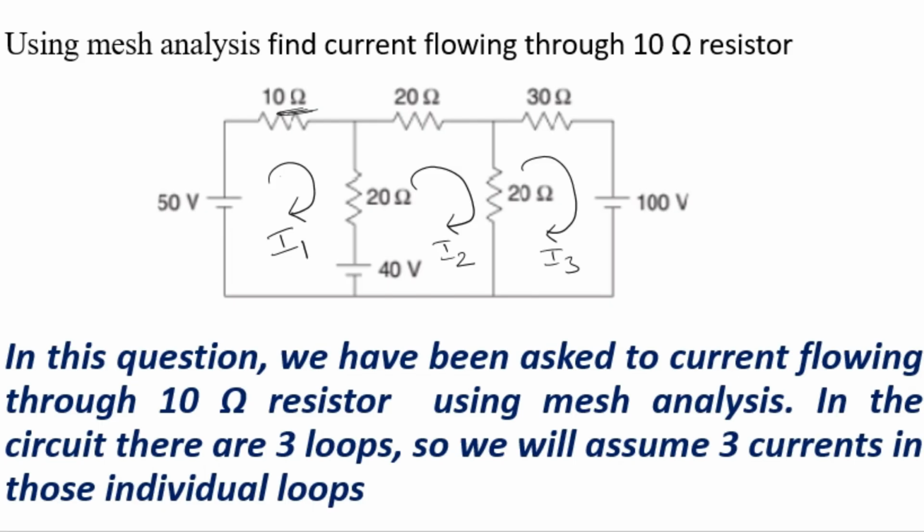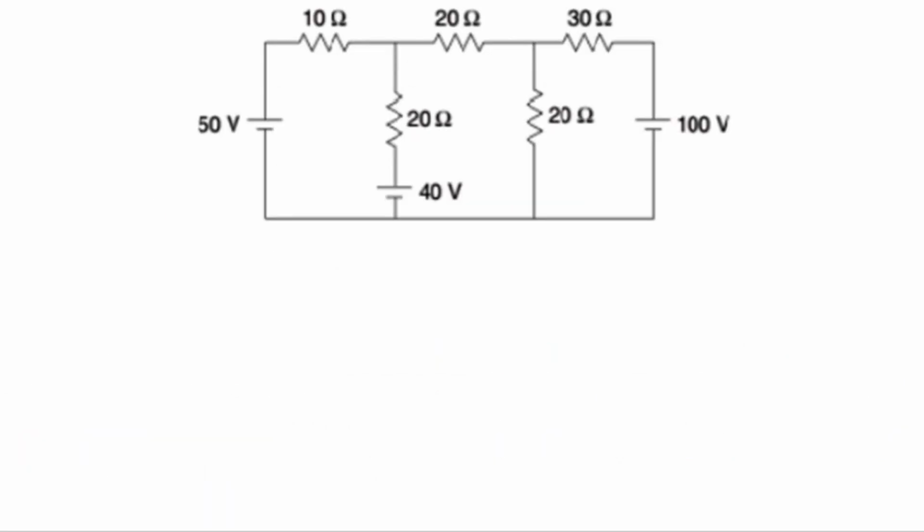Now here 3 individual loops are there, that's why we are assuming 3 individual currents: I1 current in the first loop, I2 current in the second loop, and I3 current in the third loop. Here, while applying KVL for first loop, based on this direction we will place plus and minus inside the loop. For supply, already plus sign and minus sign is mentioned.